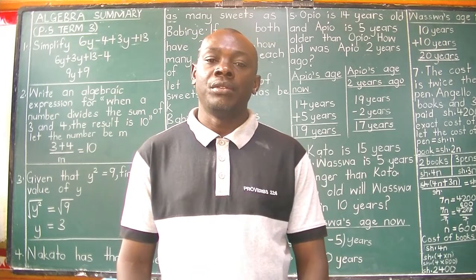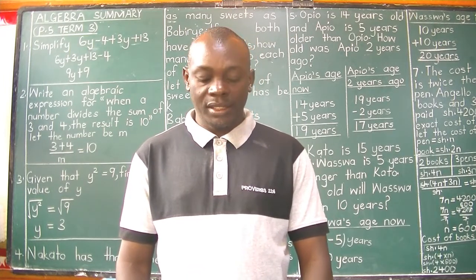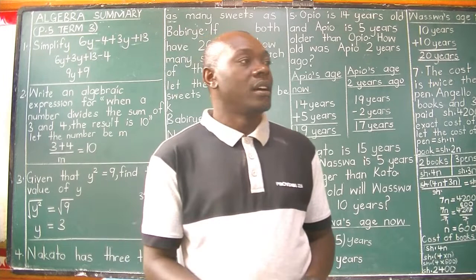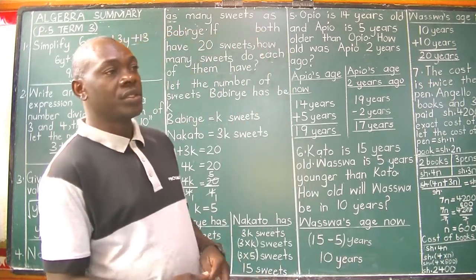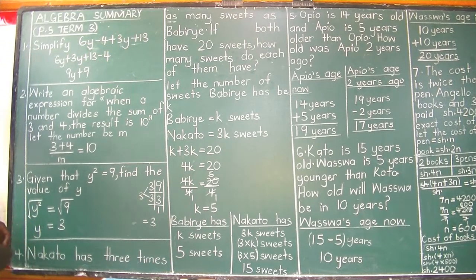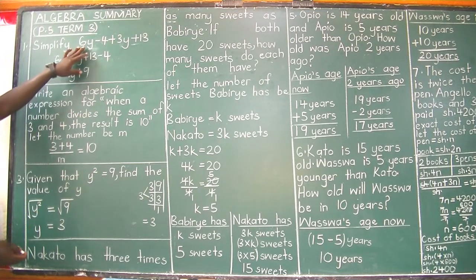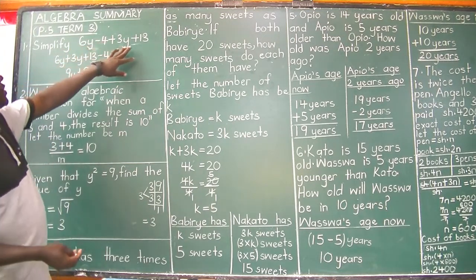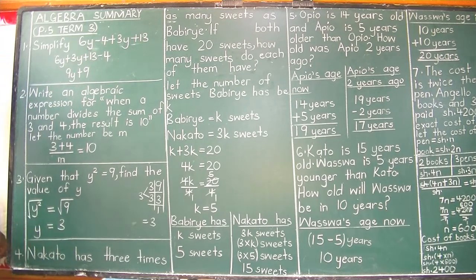Now we are looking at the summary. Like I've said, I urge you then to follow so that you don't get any problem with answering that assessment of algebra. So number 1 reads, simplify 6y minus 4 plus 3y plus 13. And now you collect like terms before you simplify.